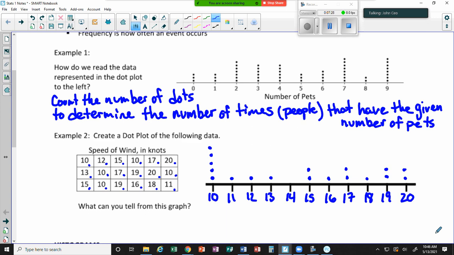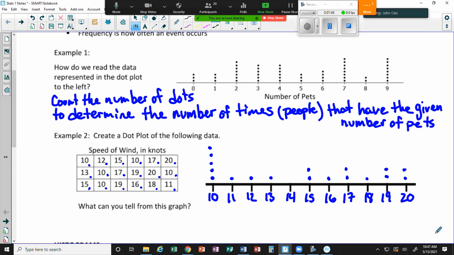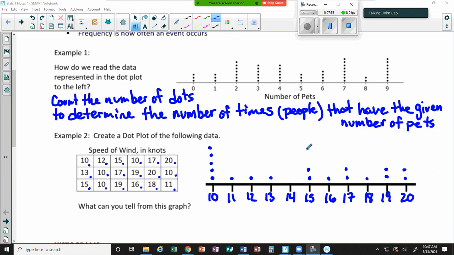So, what can we get out of this graph? When you look at this graph, what do you notice? Anybody have any observations about this graph? 10 has the most. Yep, definitely 10 has the most. No 14s. Yep, 10 to 20 is the range. That's a good observation. Okay, all the wins were in the interval from 10 to 20.